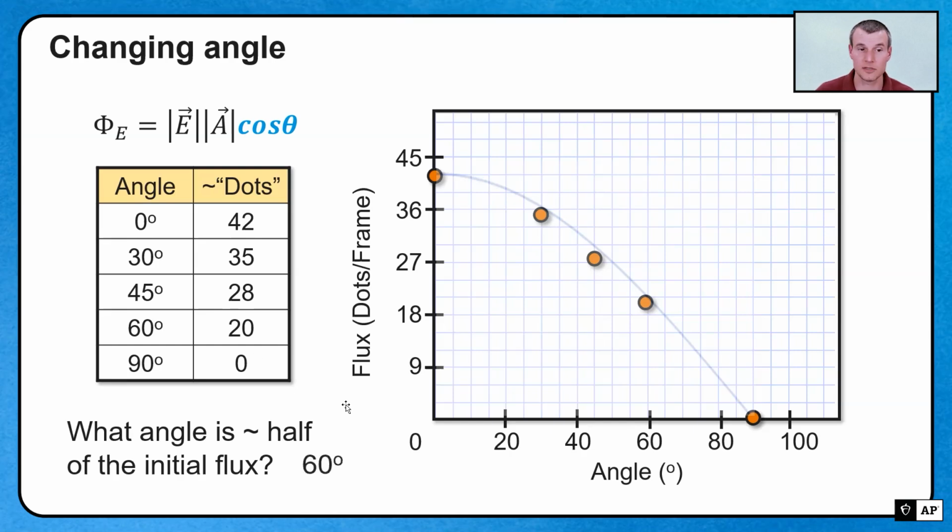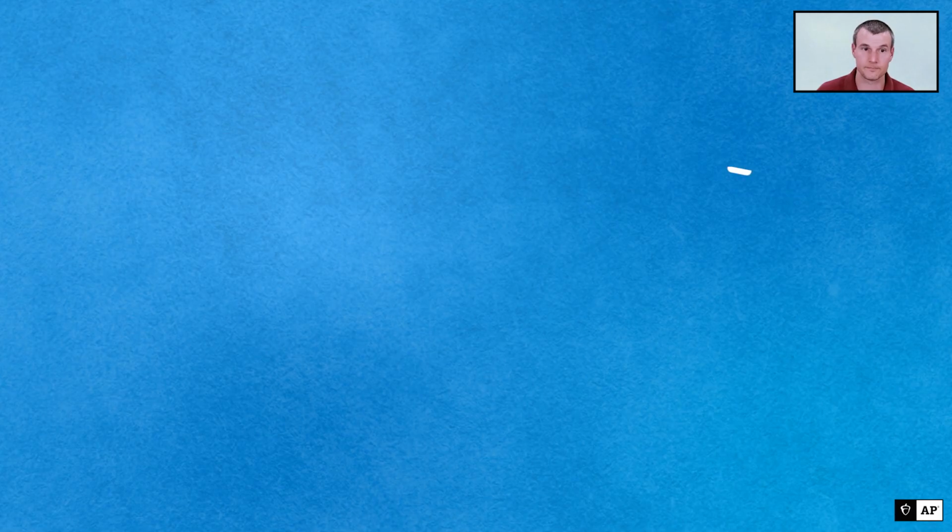Yep, it's going to be a 60-degree angle, because right now we're starting with about 42, then we get to about 20. So if you thought, oh, maybe 45, 45 is not going to be the halfway point. The halfway point is going to happen at 60 degrees because the cosine of 60 is 1/2.